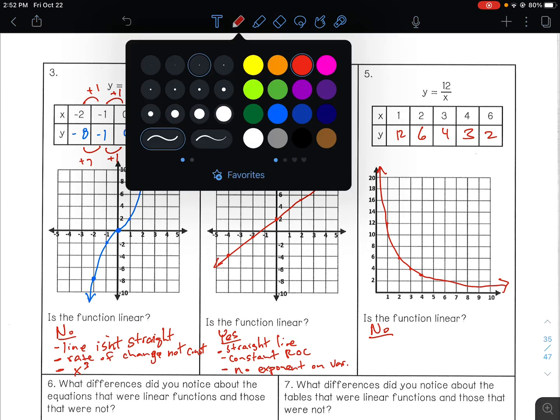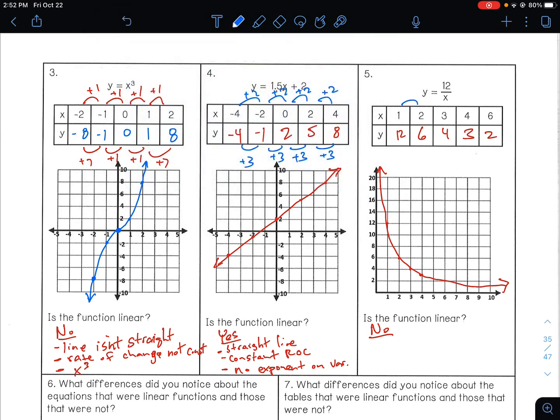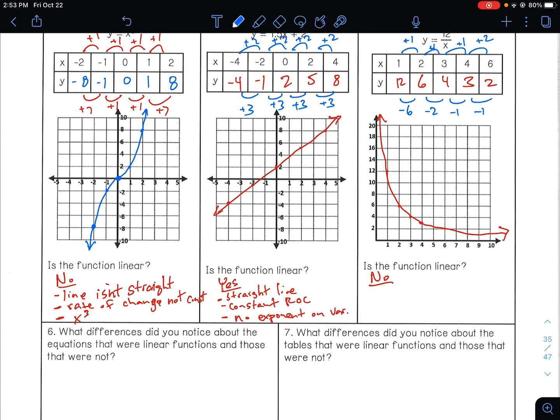Let's look at the table and the rate of change on the table. That's plus 1. This is also plus 1. 3 to 4 is plus 1. So far, so good. 4 to 6 is plus 2. All right, whatever. 12 to 6 is minus 6, and 6 to 4 is minus 2, and that's minus 1, and 3 to 2 is minus 1. Weird. So your rate of change is like -6/1 and -2/1 and -1/1 and -1/2. So rate of change is not constant.